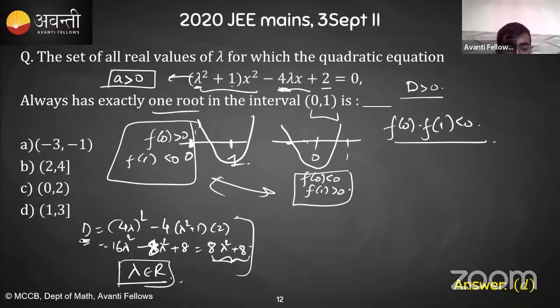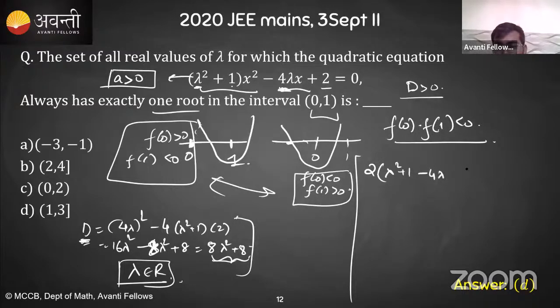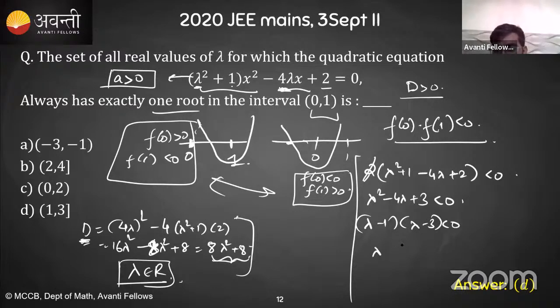That is from the first condition. From the second condition, f of 0 into f of 1 is negative. What will be f of 0? The f of 0 is 2, right? And f of 1 is lambda square plus 1 minus 4 lambda plus 2, which should be less than 0. Since 2 is positive, you can cancel it out and you will get lambda square minus 4 lambda plus 3 should be less than 0. So you will get (lambda minus 1) into (lambda minus 3) less than 0. So lambda will lie between 1 and 3.